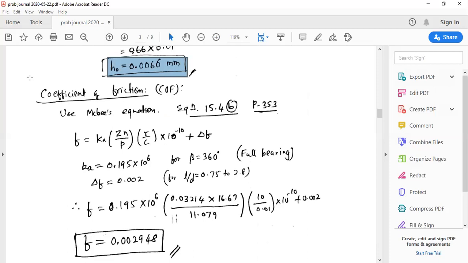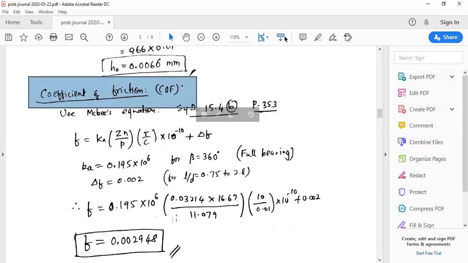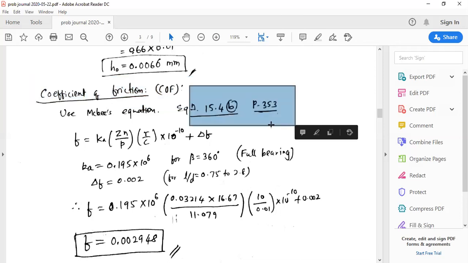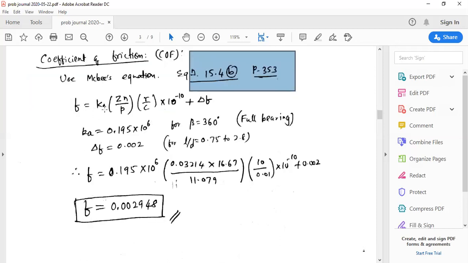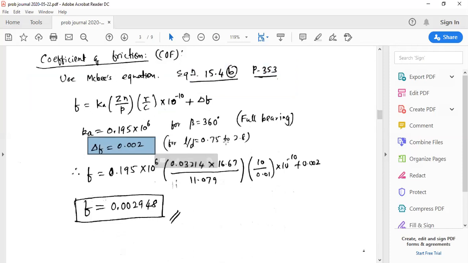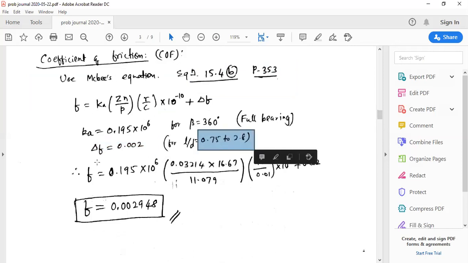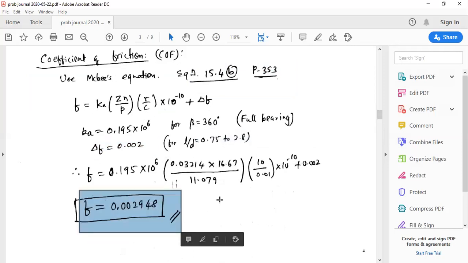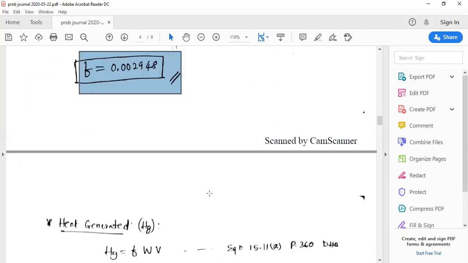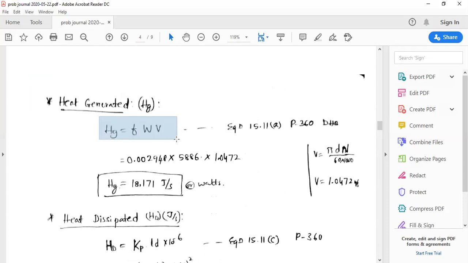The next step is to calculate the coefficient of friction. Here the bearing is lightly loaded or heavily loaded, that is not specified. So for that we have to use Mackey's equation, assuming heavily loaded, equation number 15.4b of data handbook, page number 353. The notations are as usual. Ka is 0.195 into 10⁶ for beta equal to 360 degrees, and delta F is 0.002 for the value of L by D less than 2.8 and greater than 0.75. So the value of F obtained here is 0.002948.